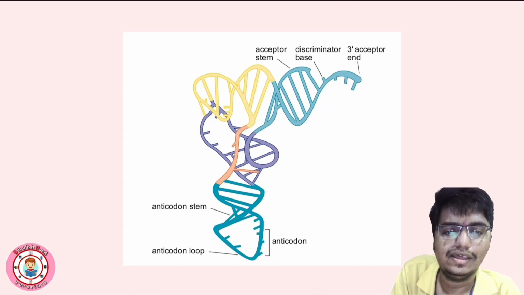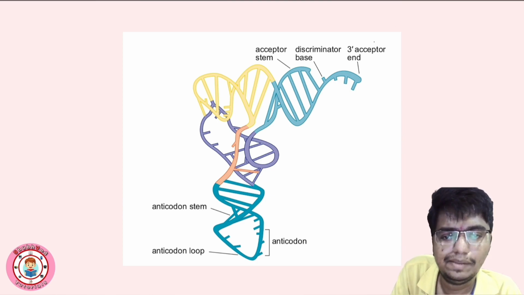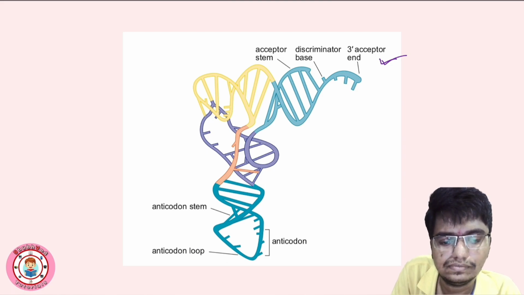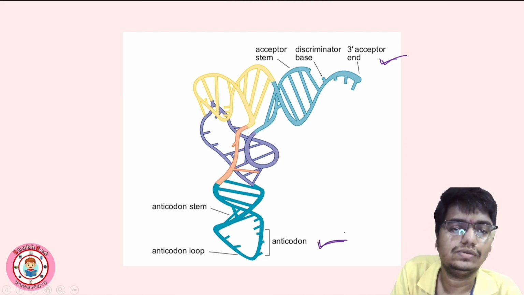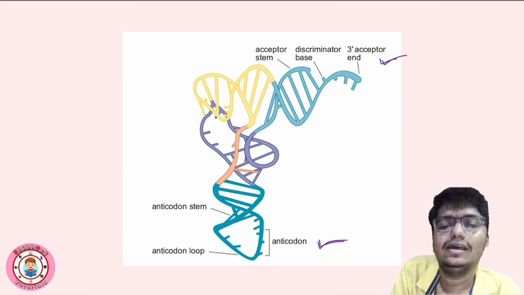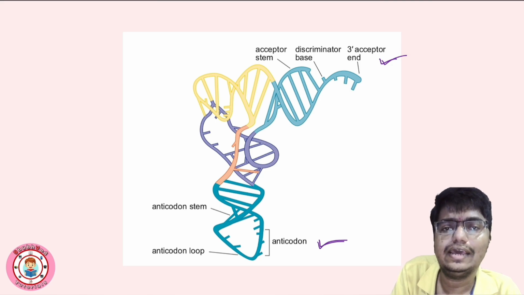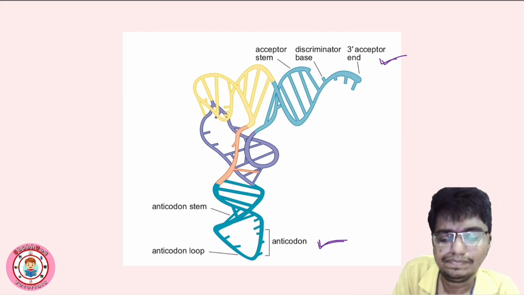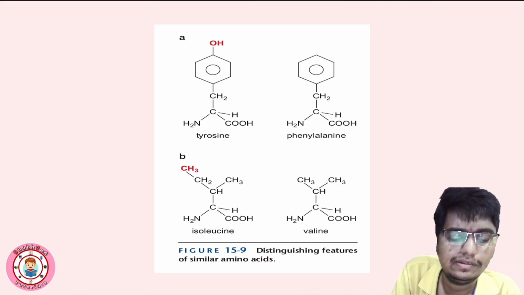tRNA has a 3' acceptor end, right? We know this is very important, and the anticodon part, the anticodon loop. These two things are very important for the proper amino acid. To bring the correct amino acid, for recognition the 3' acceptor end and the anticodon are very important in tRNA structure, right? So now these are the similar amino acids.